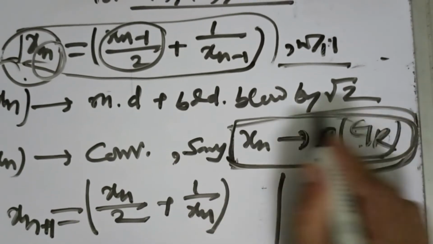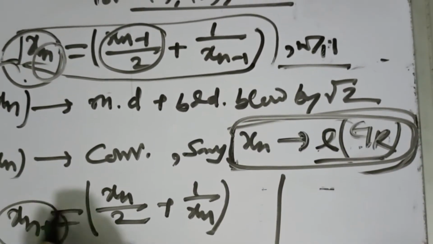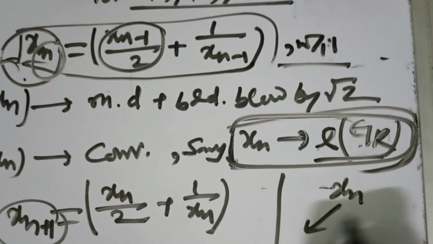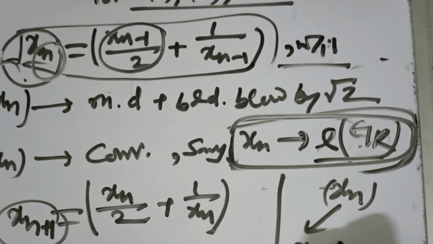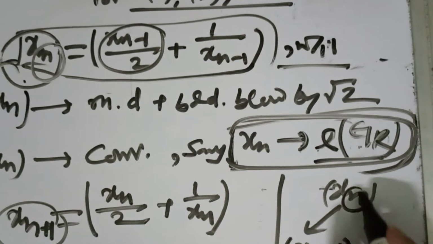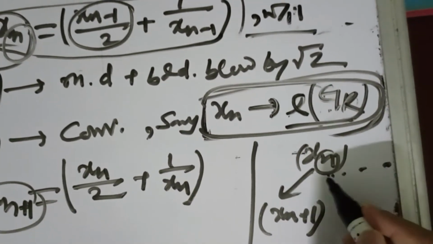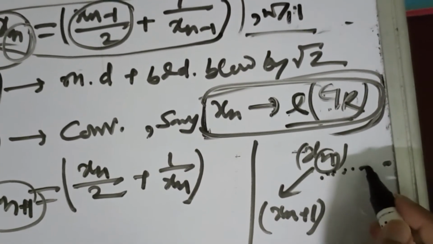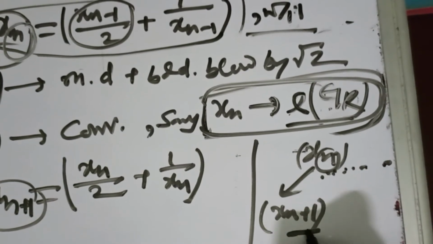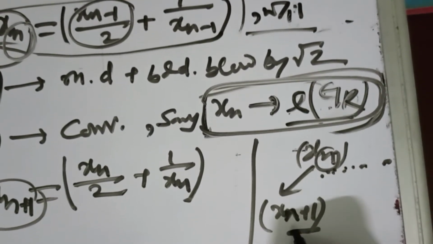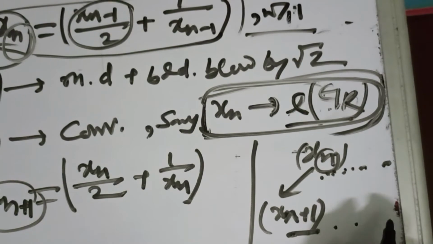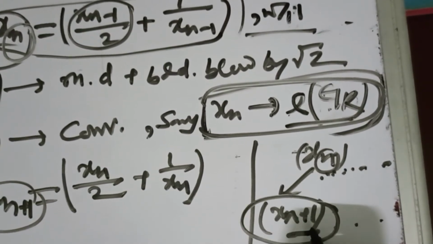I am assuming that xn belongs to L, so xn plus 1 is a subsequence of xn. It has fewer terms, because the sequence started from x1 x2 x3 x4 x5 x6, but if you put n equal to 1, it starts from x2 x3 x4 x5 x6, so it is a subsequence. xn plus 1 is a subsequence of xn.